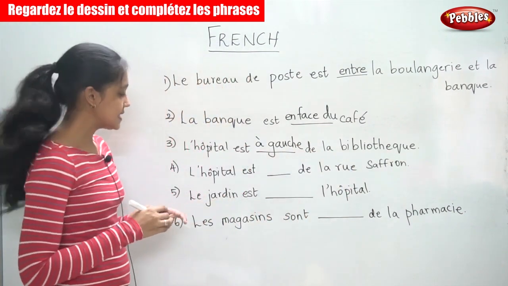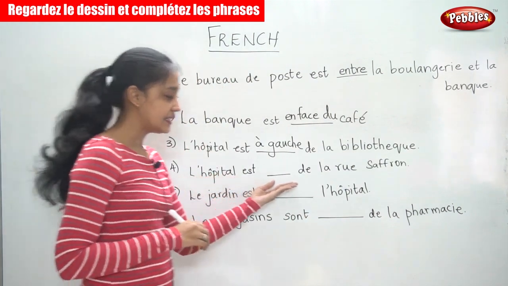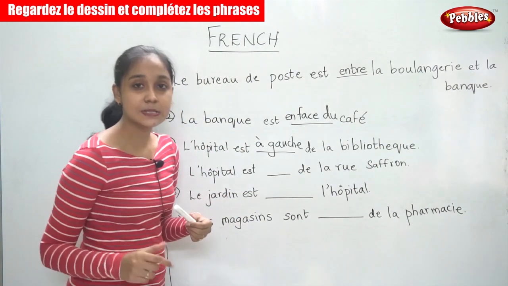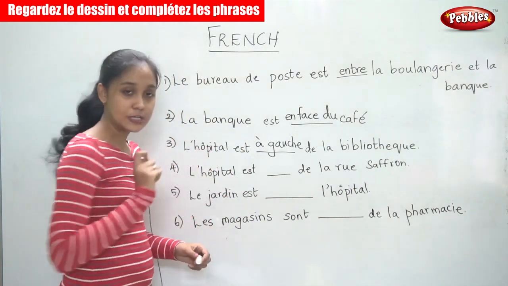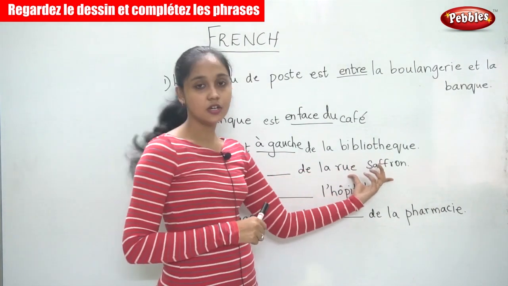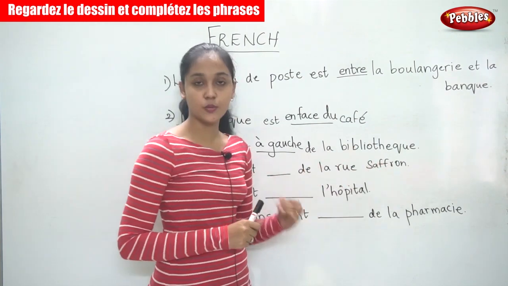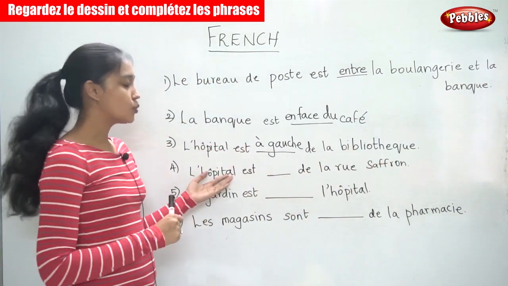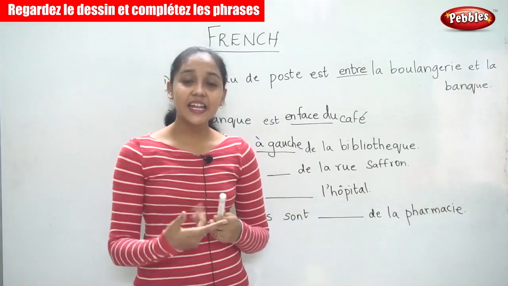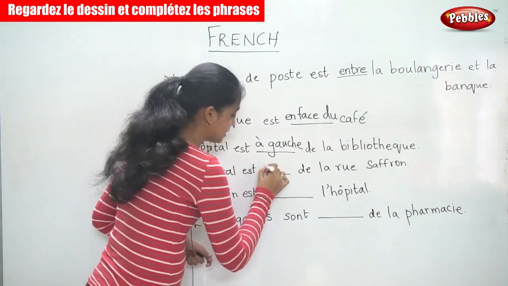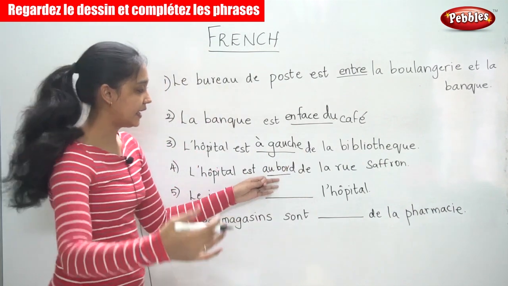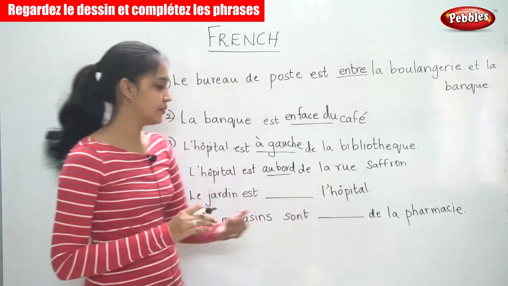The next sentence, l'hôpital est dash de la rue Safran. So now again we are going to explain the position of the hospital, l'hôpital, but with respect to the rue Safran, with respect to the street. So where is the hospital located? It is located at the end of the street. So the word is au bord, at the border, at the end, au bord de la rue Safran.